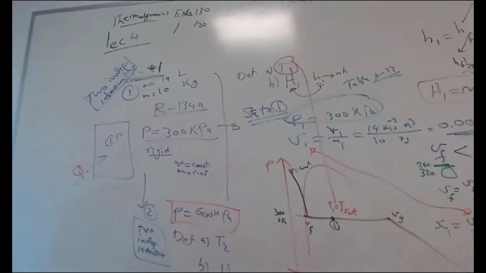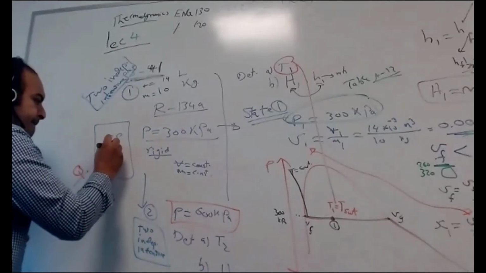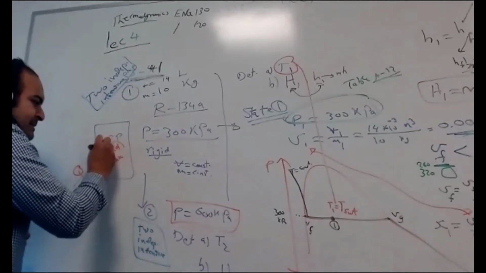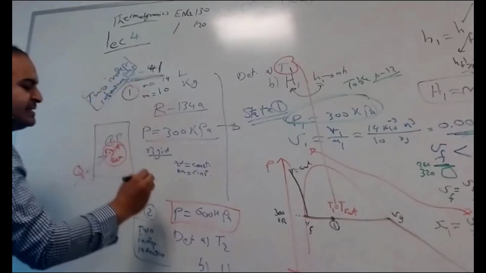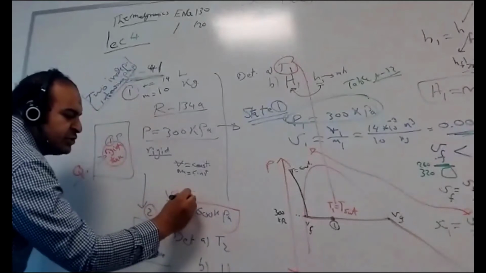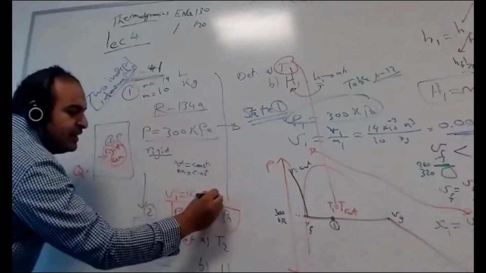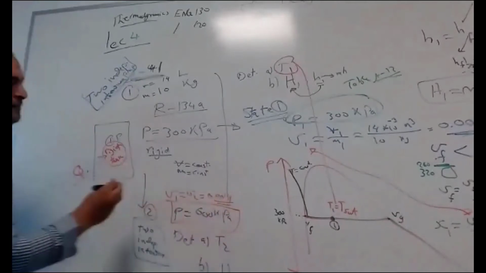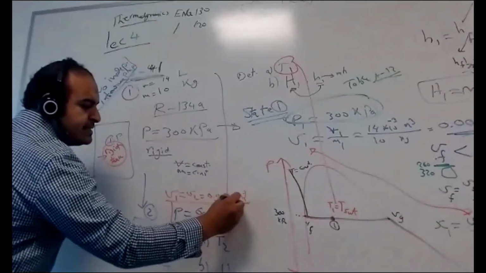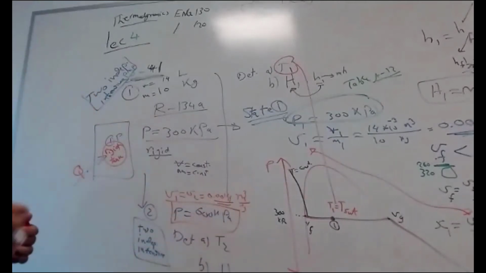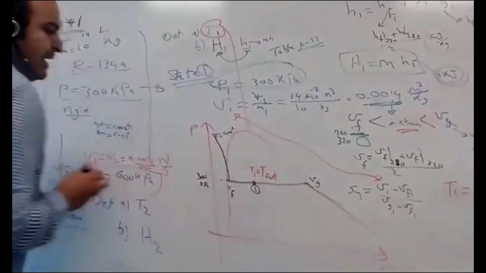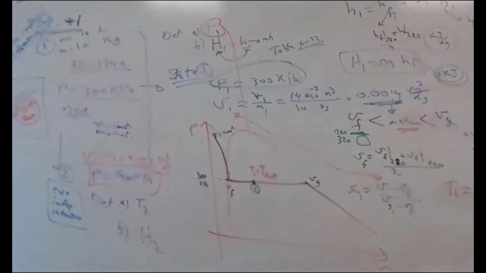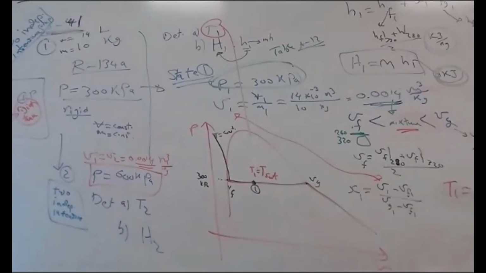No, this is a rigid tank. What is this rigid tank? It means the volume doesn't change, the mass doesn't change. It means the specific volume does not change. Whatever you got there is still there. It's still the same. So can somebody tell me, how can I move in this chart? Where is the constant specific volume line?